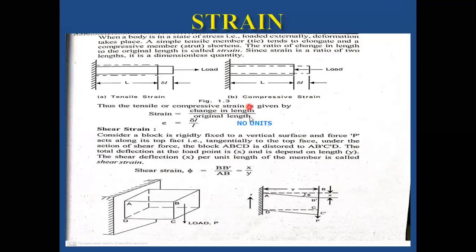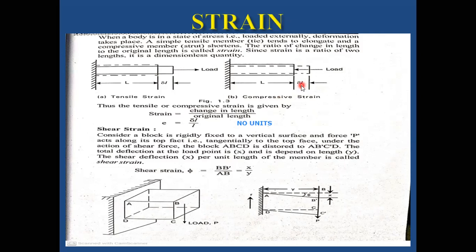What are the types of strains? Tensile strain, compressive strain, as well as shear strain. Tensile and compressive strains we can call linear strain. In tensile strain, the change in length is delta L and the original length is L. So tensile strain is the change in length by the original length, as well as the compressive strain.